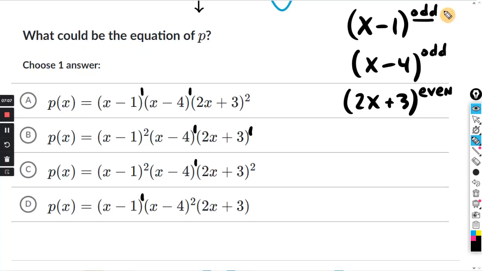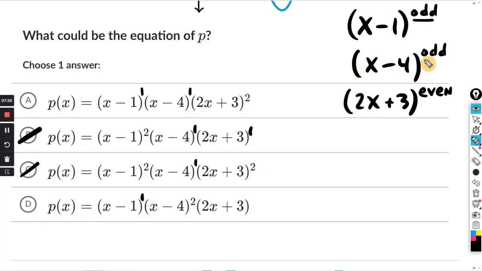In other words, it's going to be 1, 3, 5. All right, so x minus 1 has odd. This one is odd. This one is even. x minus 1 squared is even. Okay, so that's no good. This one's odd. So A or D work.